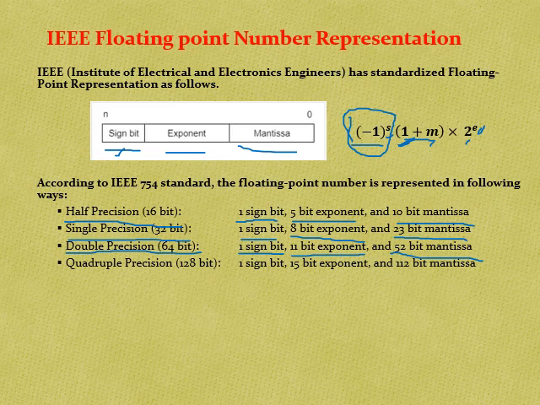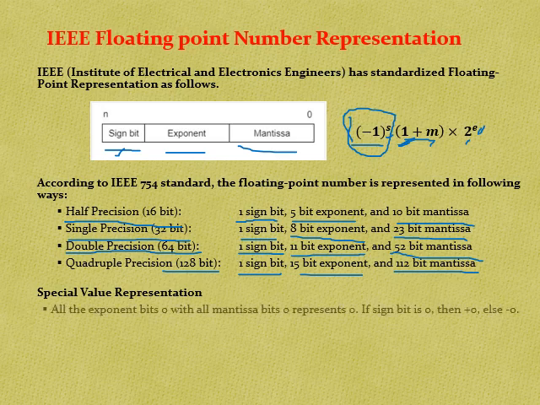And the next representation is quadruple precision, with the help of 128 bits. Out of these 128 bits, 1 bit is for the sign bit, 15 bits for the exponent, and 112 bits are for the mantissa. So these are the standard IEEE representations of floating point numbers which are used in practice. Now some special values are there in the IEEE representation. So let's see what they are.